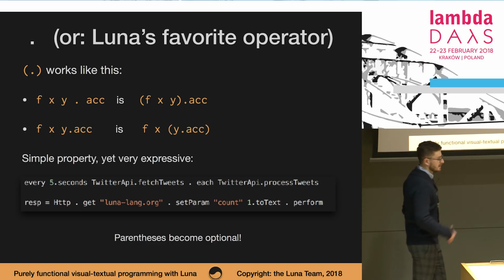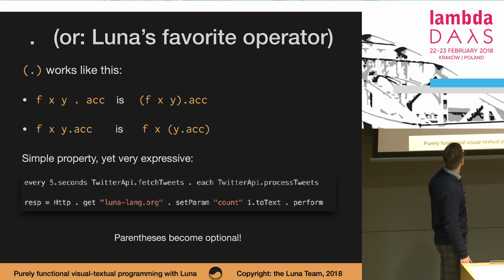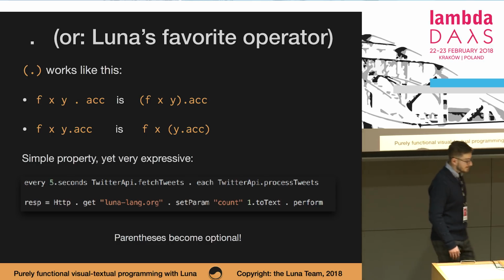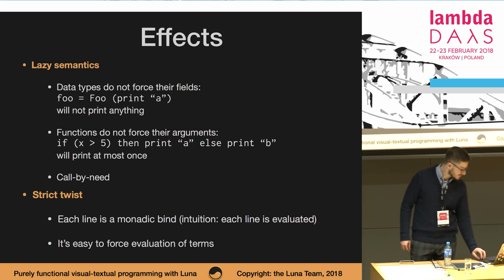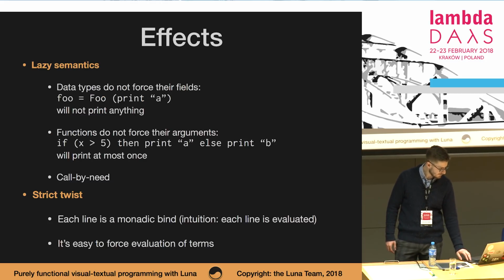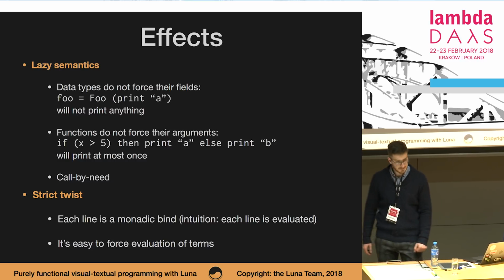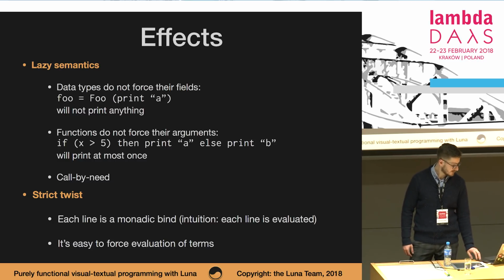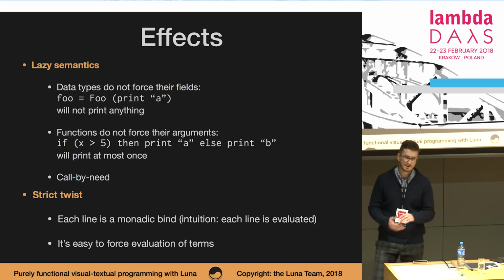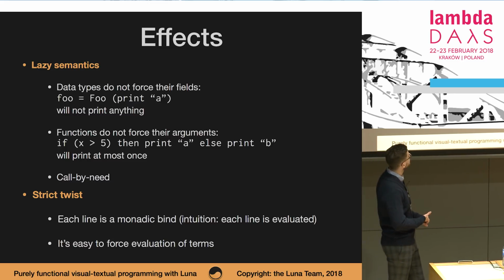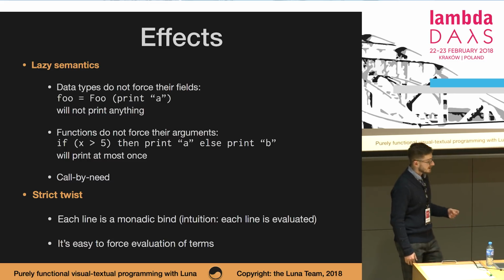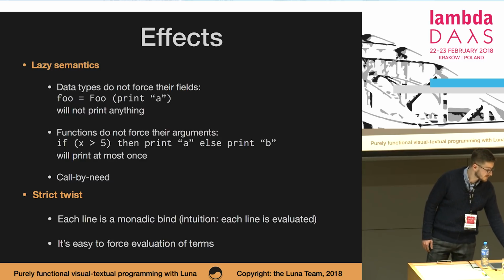Even without really having any experience in Luna. So that's the very intuitive semantics of the dot. Right. So the next thing I would like to talk about is how we handle computational effects in Luna. Because, well, as we said, we are a functional language, right?